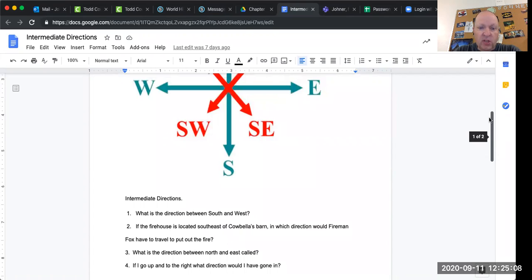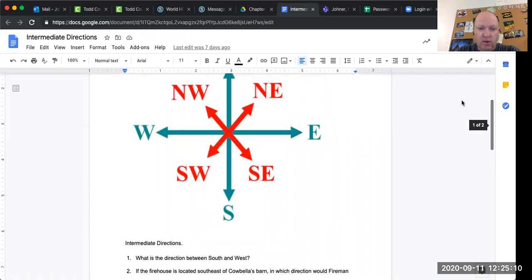Number 1 says, what is the direction between south and west? If we look, the direction between south and west is southwest. So I type my answer right there.